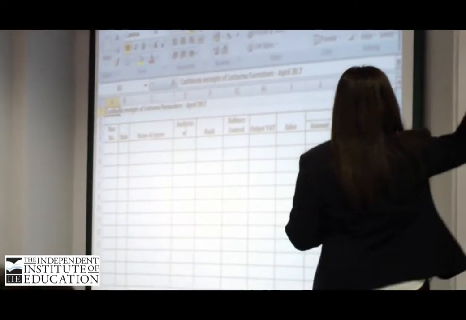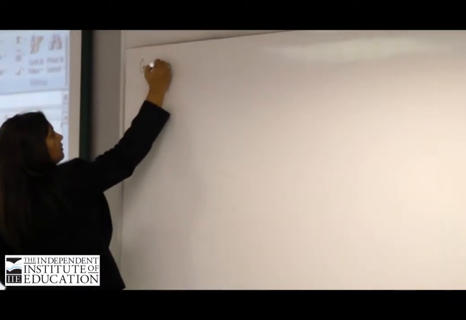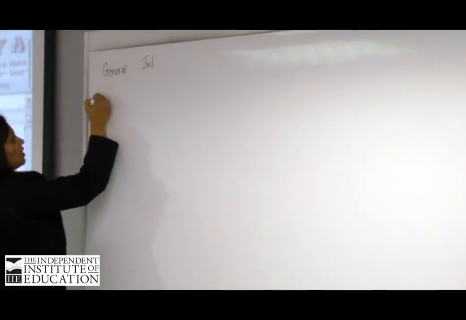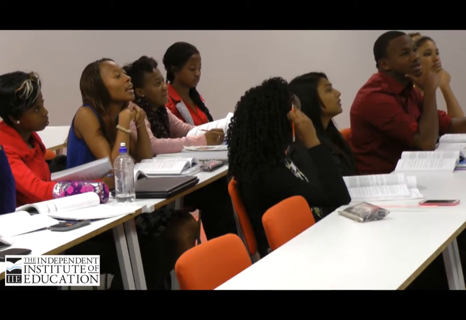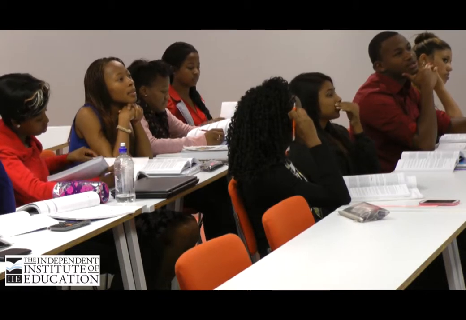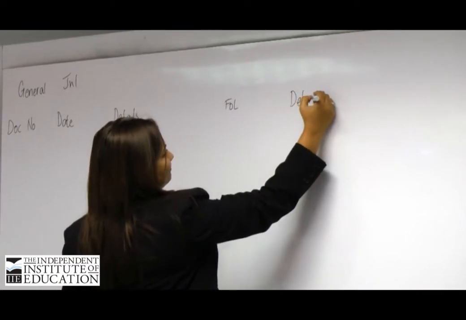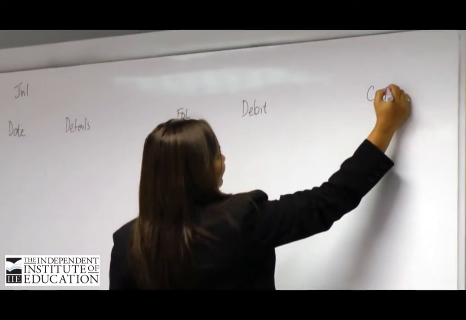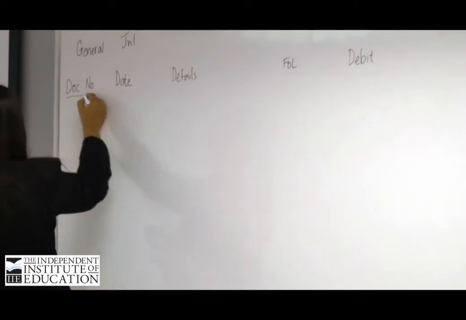So how do we do this transaction? What are the questions you're going to ask yourself? I'm just going to draw up the general journal first. What are the columns for the general journal? Document number first. Then we've got details. First your folio, and then debit, and then credit. Thank you guys for that.